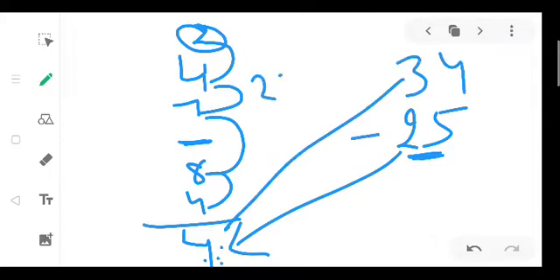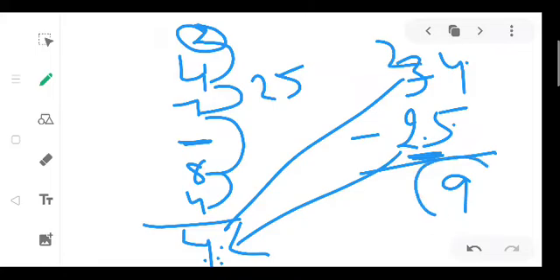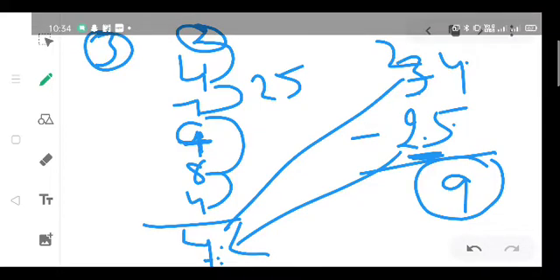Now this sum is 25. We have subtracted it from 34. 14 minus 5, 9. So what comes in the blank? 9. Clear? And as it was 34, so 3 will be carried to the 100 place.